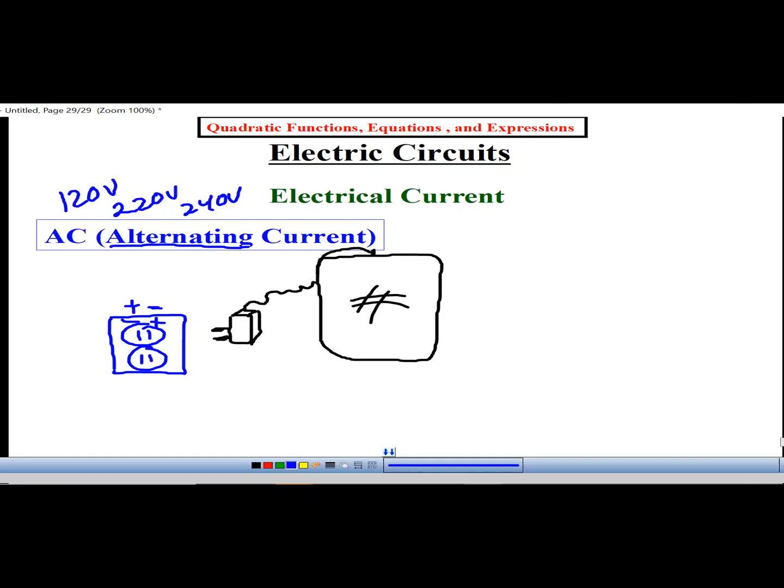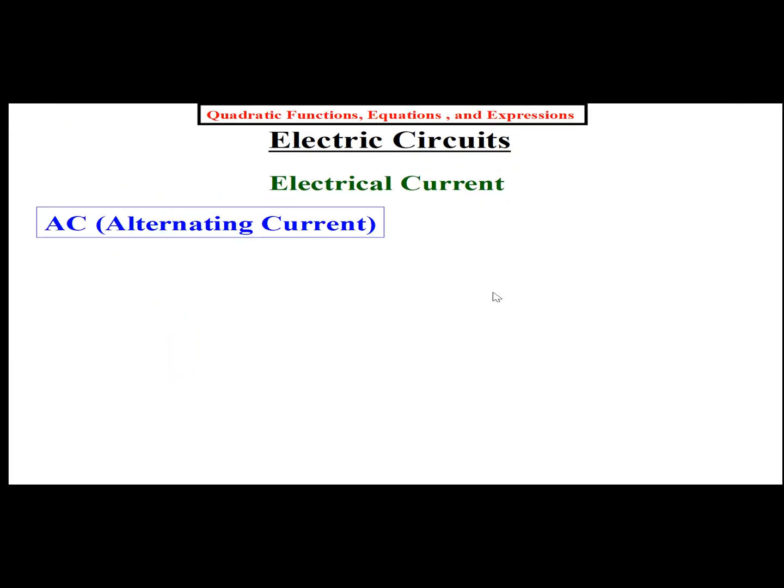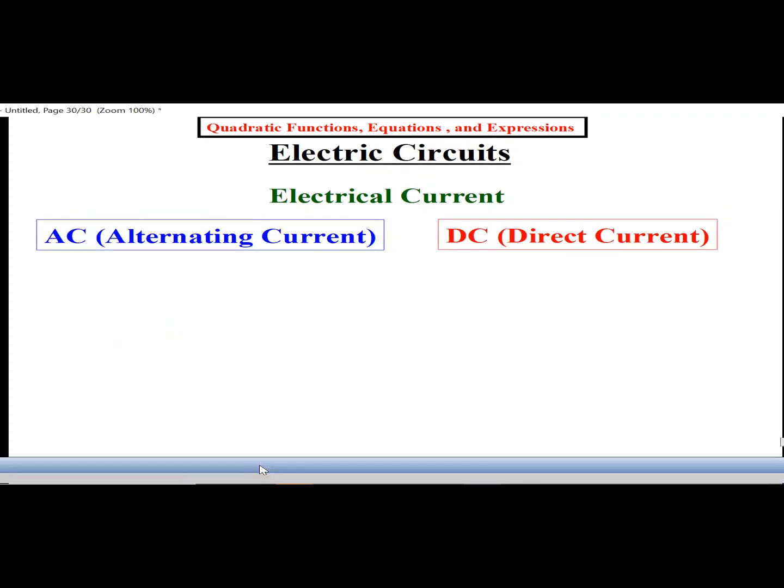The second type of electrical current is known as direct current. Direct current is when it involves pretty much batteries.